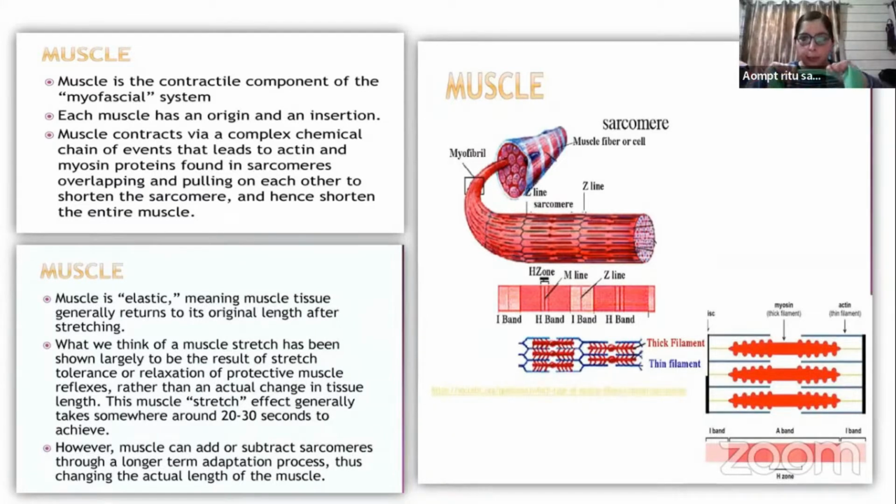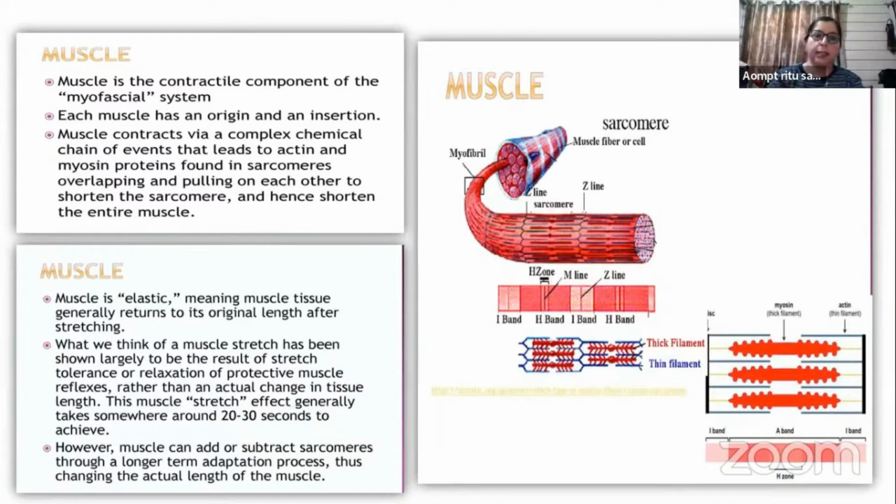So there are some basic units that work on that, the sarcomere, and because of the protein fibers, myosin and actin, they are mainly responsible for the length, by taking the contraction for the lengthening or coming back. So we can say that muscle can add or subtract sarcomeres through longer term adaptation. When we give the contraction in the lengthening position, at that time these fibers work. So this is about the muscle.